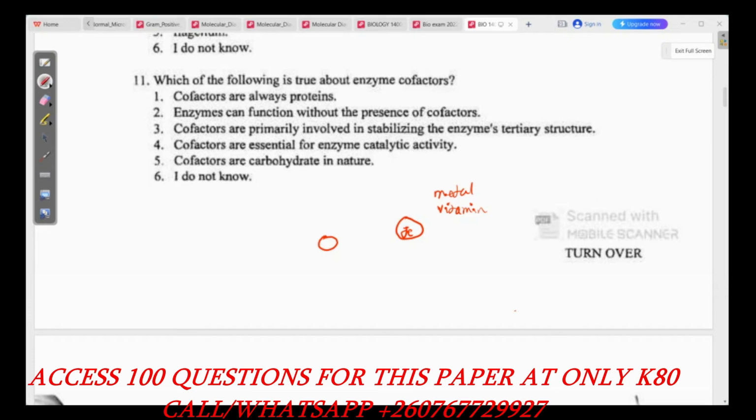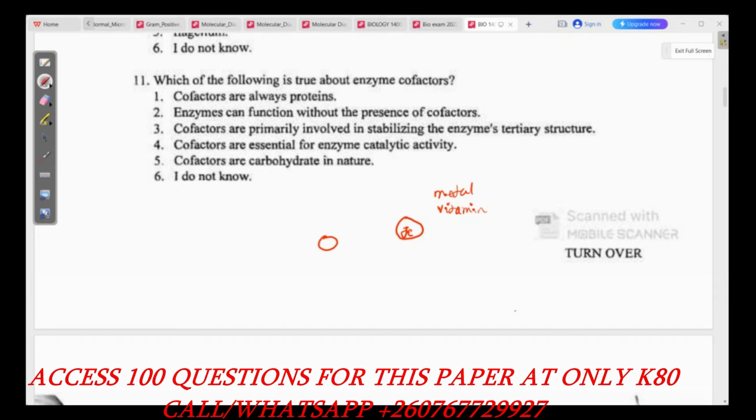Then 3 is saying cofactor is primarily involved in stabilizing the enzyme's tertiary structure. Not really, because even some primary structure and quaternary structure proteins have cofactors. Then 4 is saying cofactors are essential for enzyme catalytic activity. So this is much closer. 5 is saying cofactors are carbohydrate in nature. No, it can be a metal, even an inorganic compound. So option 4 is going to be the correct statement.